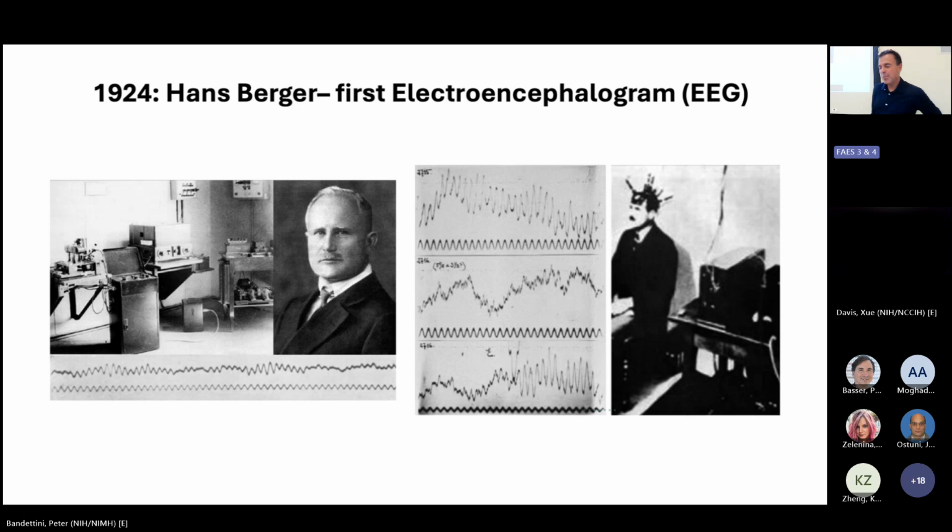So 1924, Hans Berger created the first electroencephalogram. He first measured alpha and beta waves. This was the setup. He basically had a few electrodes on the scalp, and he was able to detect these ongoing waves. So that was kind of useful, very noisy, of course, but useful.